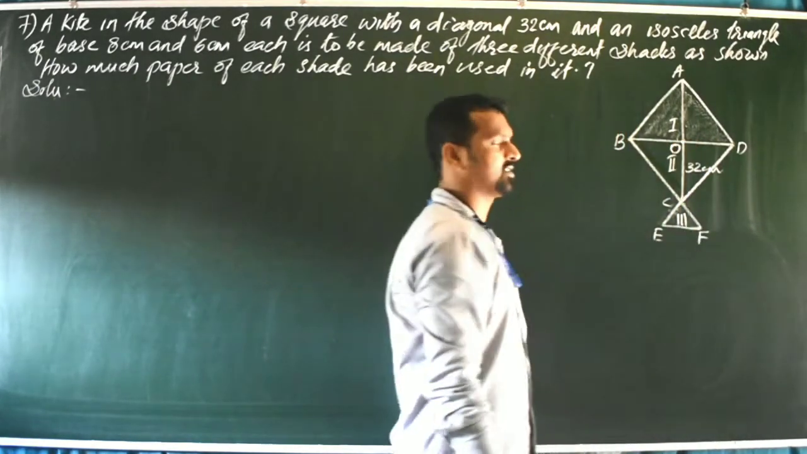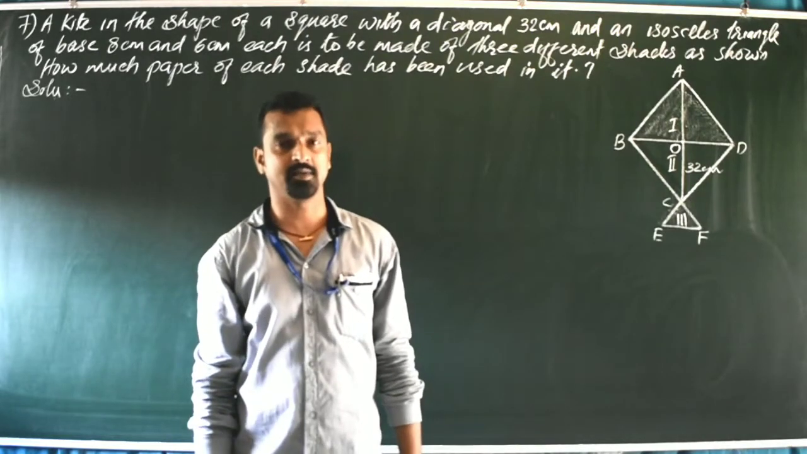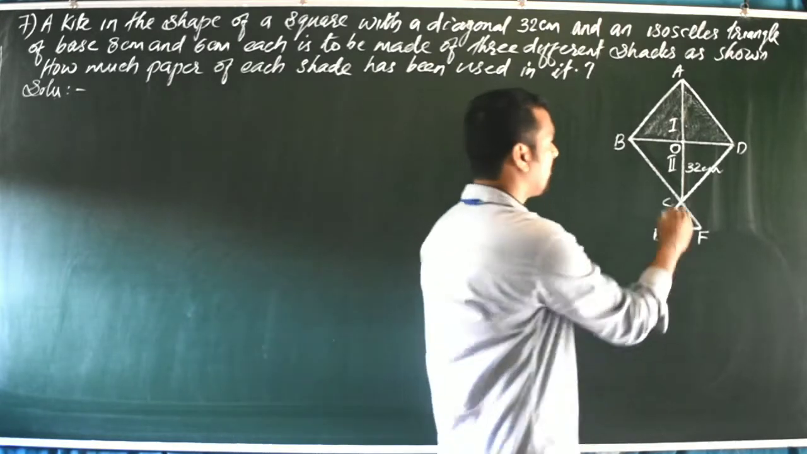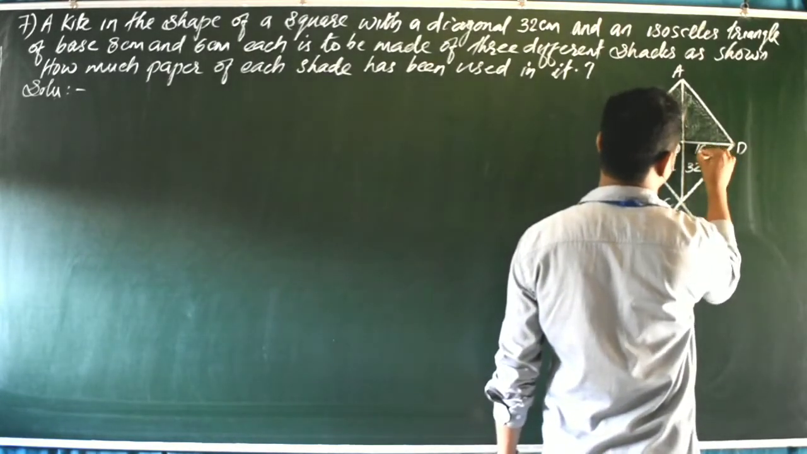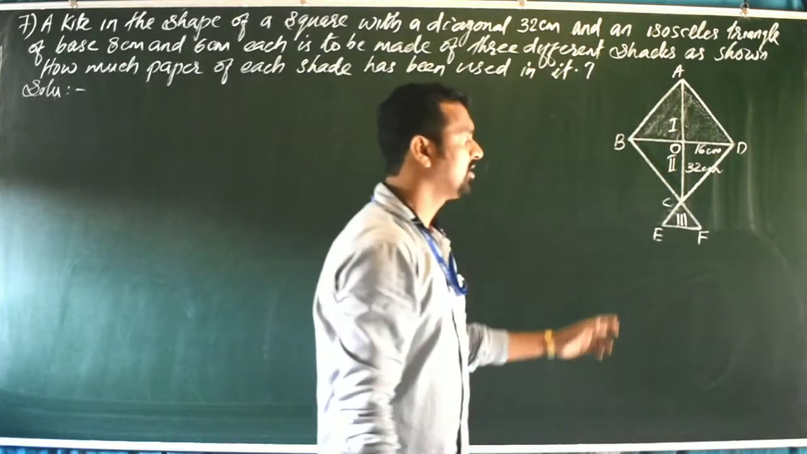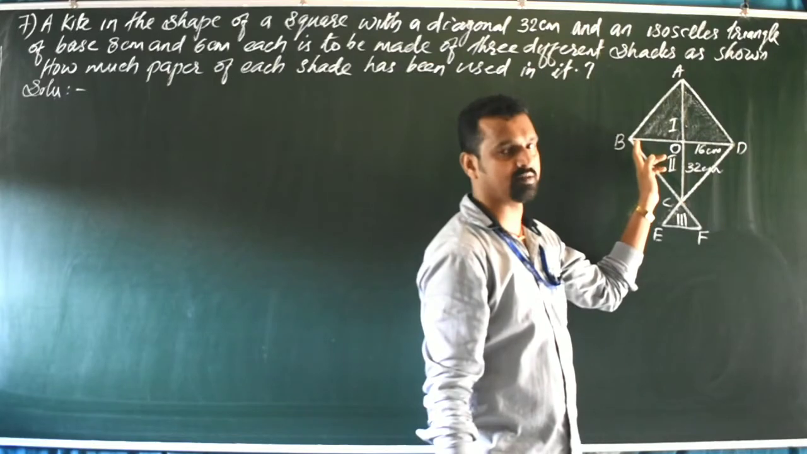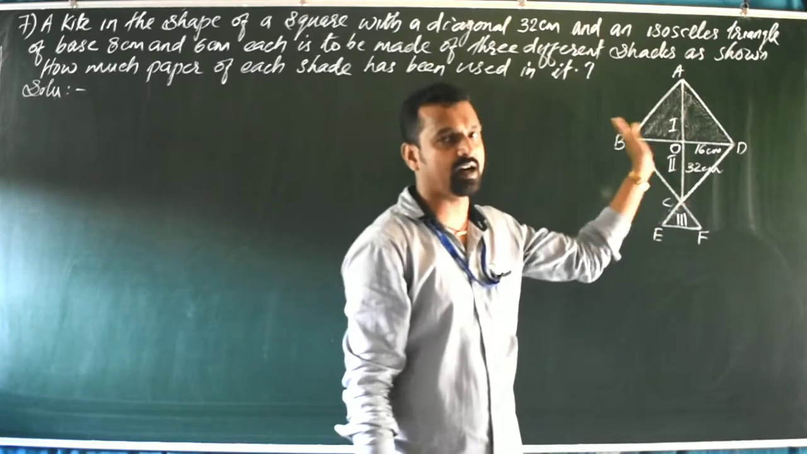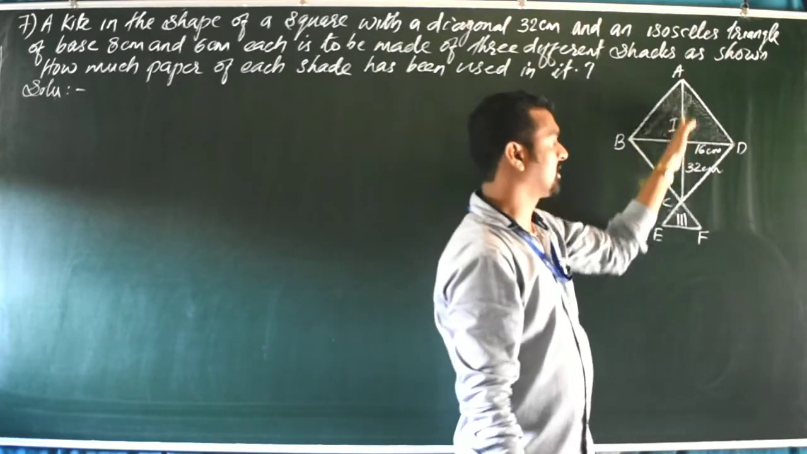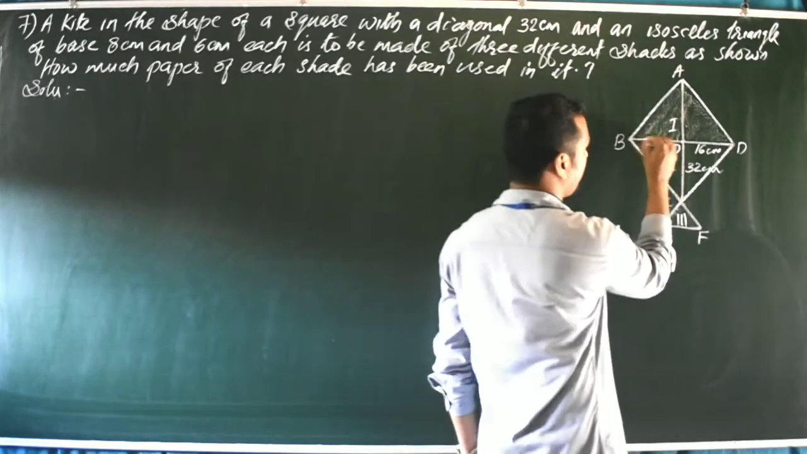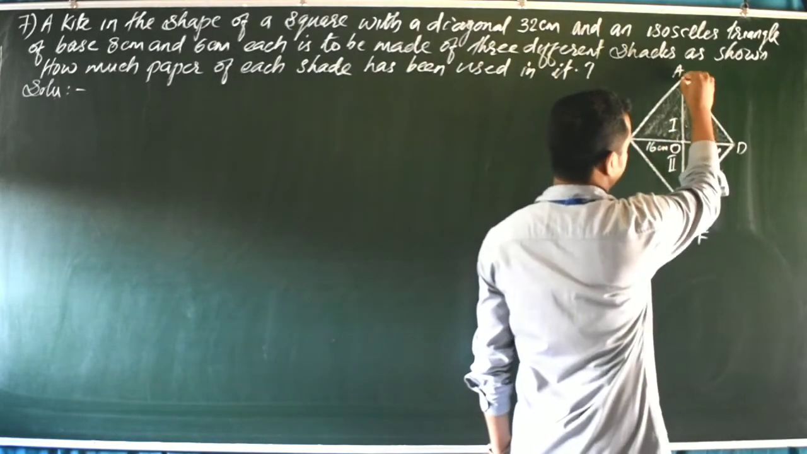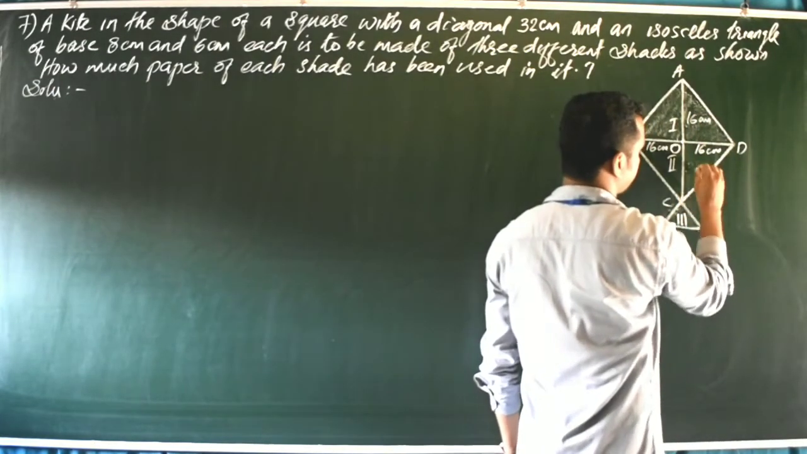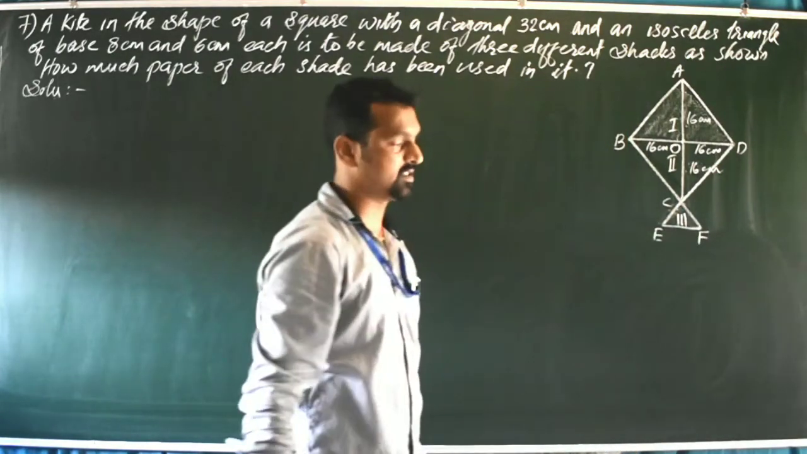And a property is there in a square, diagonals bisect each other. Diagonals bisect each other means one diagonal will divide the other diagonal into two equal parts. So BO is equal to OD is equal to how much? 16 centimeter. That is BD is equal to, sorry, 32 centimeter. Then O is the midpoint of BD, because in a square diagonals bisect each other. So BO is 16 centimeter, AO is 16 centimeter, and OC is also 16 centimeter.